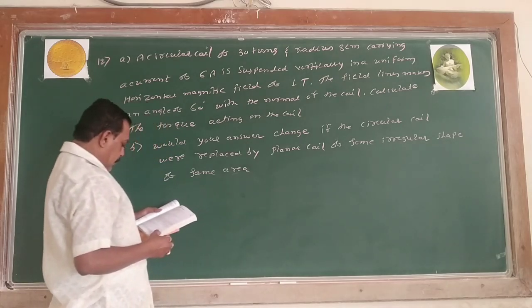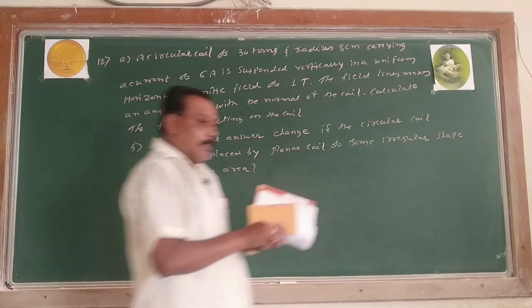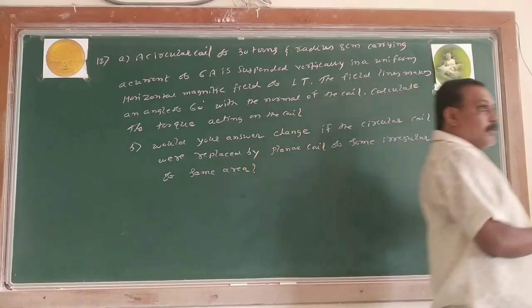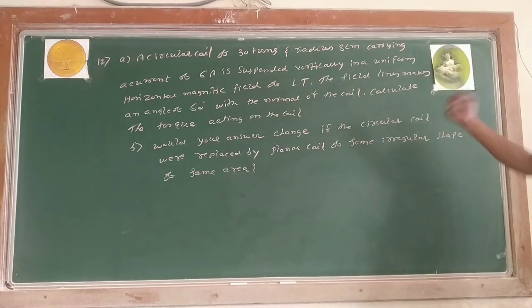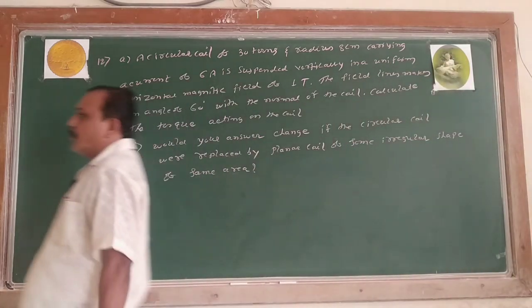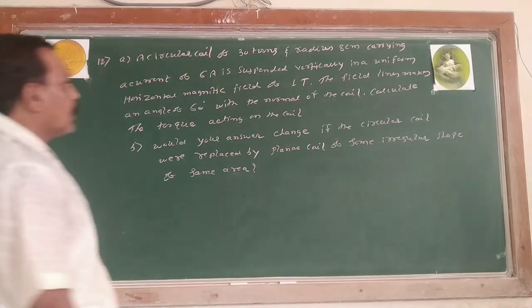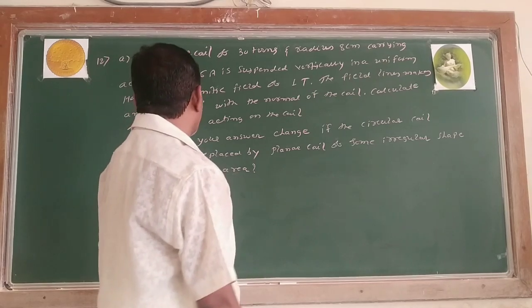Now this is my problem. It is long to write, so I have cut some sentences like counter torque for easy understanding. A circular coil has 30 turns and radius 8 cm, carrying a current of 6 ampere, suspended vertically in a uniform horizontal magnetic field of 1 Tesla. The field lines make an angle of 60 degree with the normal. This is the important factor.